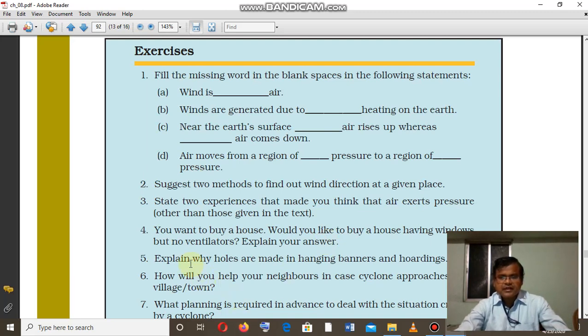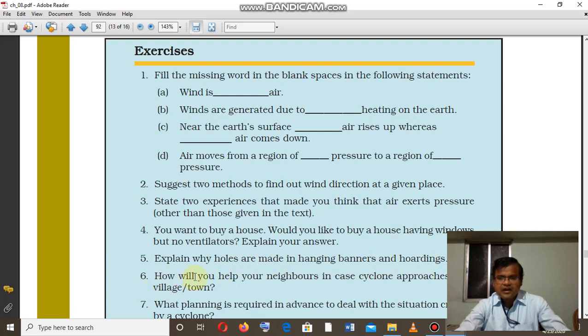Question number 5. Explain why holes are made in hanging banners or boardings. As you know that air exerts pressure, holes in the banners and boardings help air to pass through them. Hence, the banner and the boarding can withstand and resist the pressure exerted by the air.